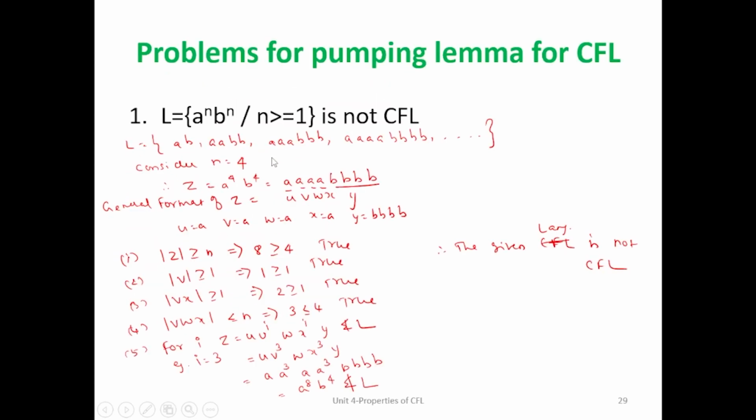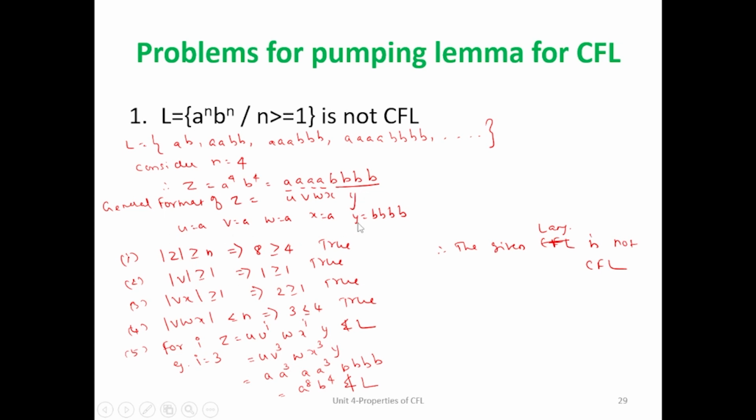We should frame the Z value. Z should be U, V, W, X, Y, so minimum 5 symbols should be available. So I am not able to take the first 2 strings; either we can take the string from the 3rd or 4th. Here I am taking the 4th string, so n value should be 4. Z is equal to a power 4, b power 4, which is rewritten as 4 a's, 4 b's. The first 4 symbols will be treated as U, V, W, X. Then the remaining 4 b's are treated as the substring Y.